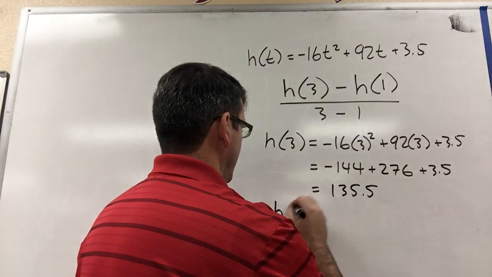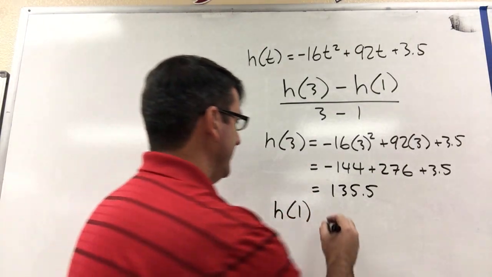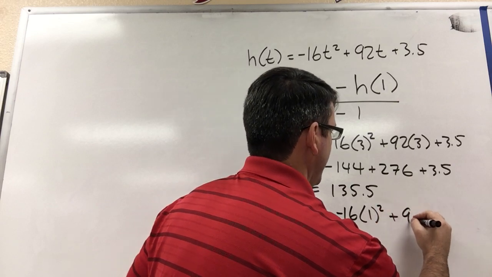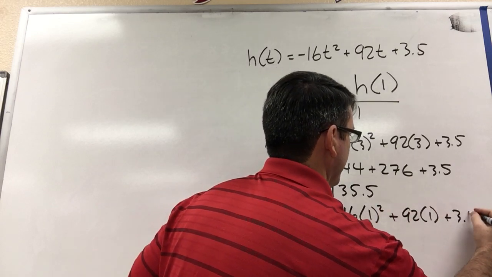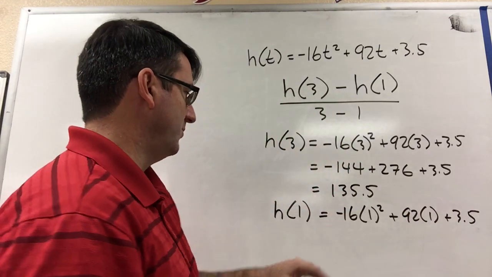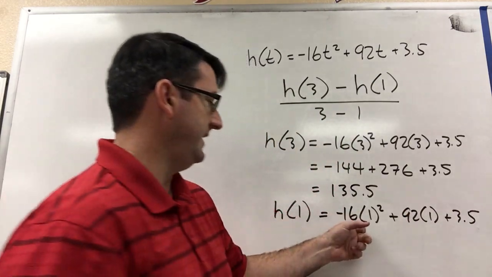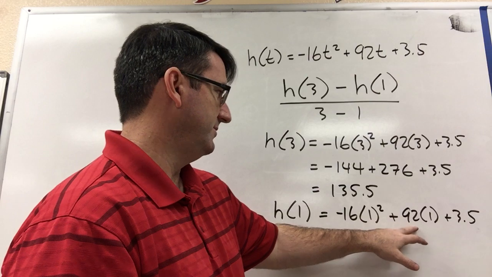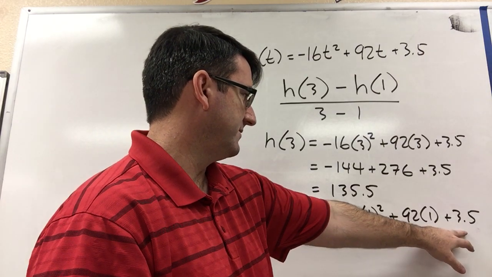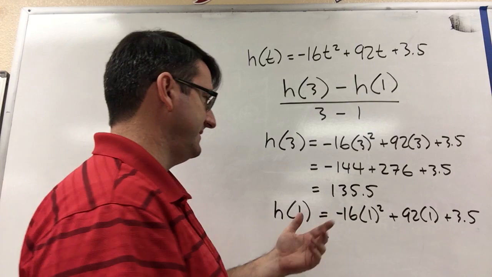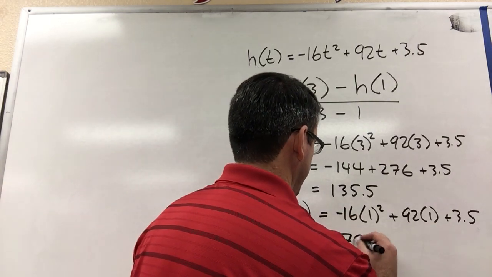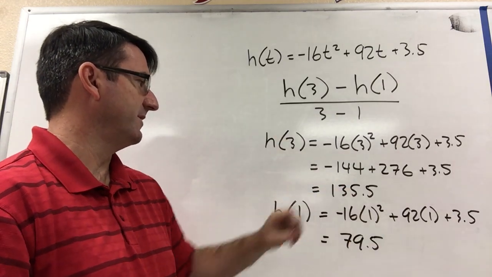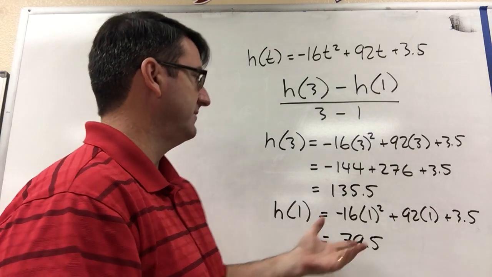And then h of 1, the height at 1 second, is equal to negative 16 times 1 squared plus 92 times 1 plus 3.5. So 1 squared is just 1. So we get negative 16 plus 92 plus 3.5. Let's see, 92 plus 3.5 is 95.5 minus 16 is going to be 79.5. So h of 3 is 135.5, h of 1 is 79.5.